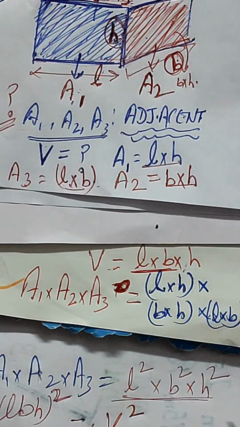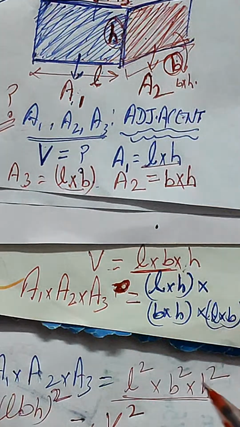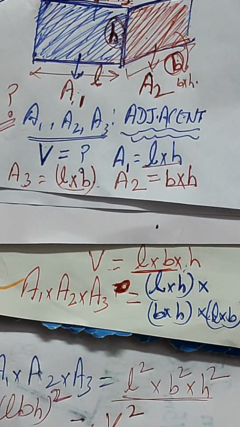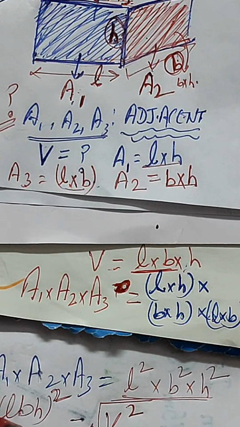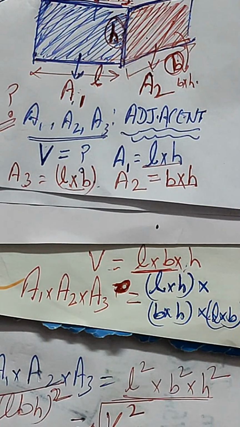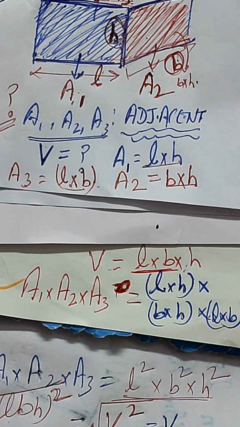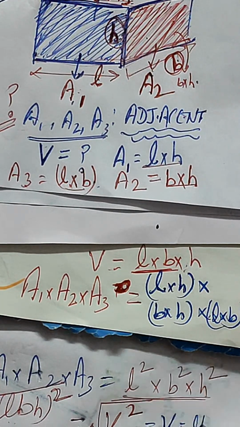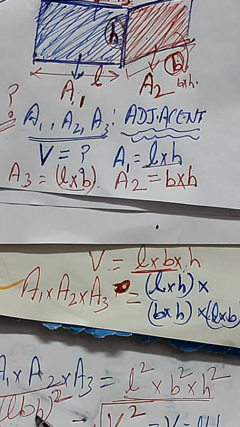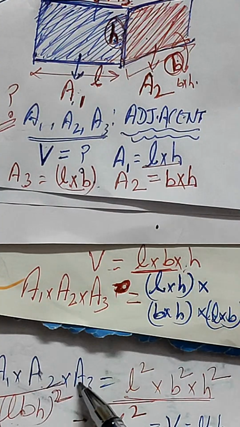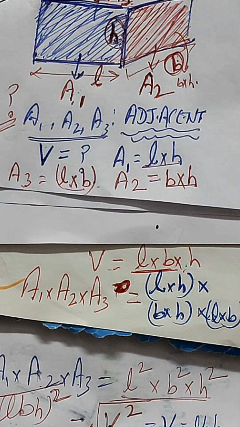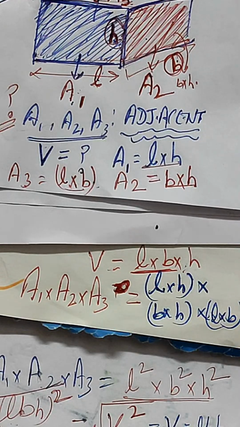So the volume of the cuboid in form of A1, A2 and A3 will be, when you take the square root of the RHS and LHS, you get the volume, that is V is equal to root over LBH whole square, that is LBH, right? And this LBH whole square can be written as A1, A2, A3. So this volume can be written as root over of A1, A2 and A3. So this is our answer.